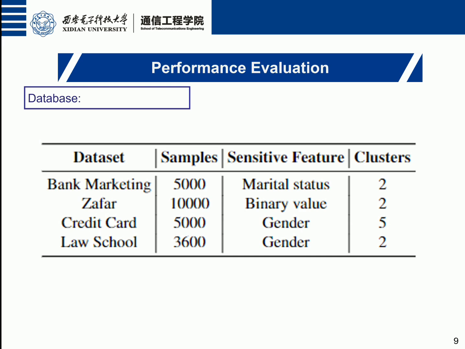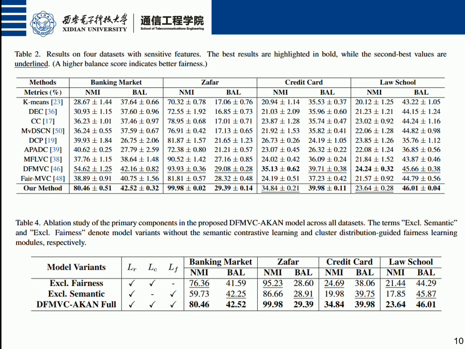We used 4 datasets with sensitive attributes for our tests, as shown in Table 2. Our method outperforms all baselines on all 4 datasets in clustering accuracy, NMI, and fairness, BL. Especially on datasets like Zuffer and bank marketing, we achieve the highest scores, demonstrating both superior clustering and fairness.